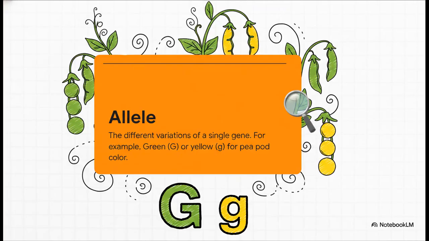All right, first up, the allele. The easiest way to think about an allele is like this. If a gene is a category, say pod color, then the alleles are all the different options within that category, like green or yellow. And just as a heads up, we usually show the dominant alleles with a capital letter and the recessive ones with a lowercase letter.